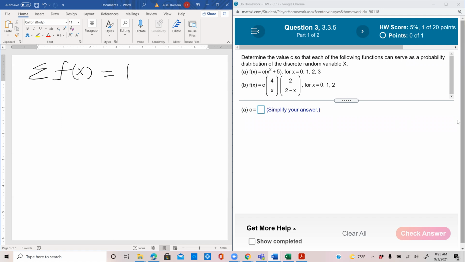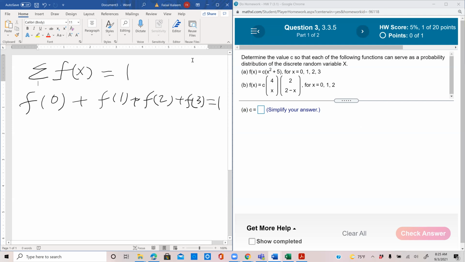So here we should have, in part A, f of 0 plus f of 1 plus f of 2 plus f of 3 equal to 1. So we're doing part A now. So f of 0 would be C times 0 squared plus 5.